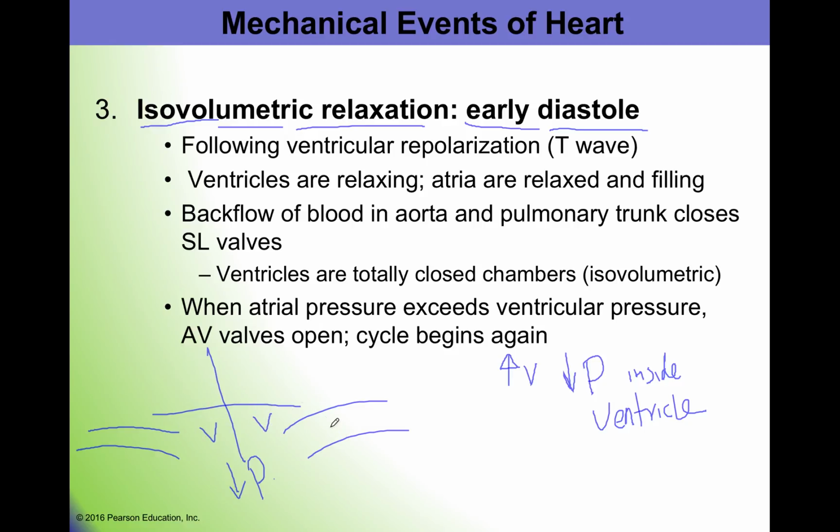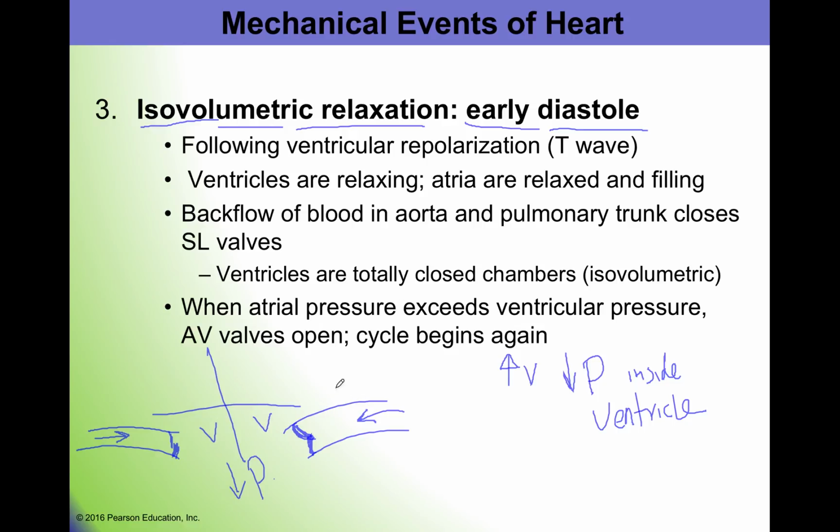As a result, blood that is moving right here in the aorta and in your pulmonary trunk is going to backtrack into your ventricles. In this case, what are you going to do? You're going to close up your semilunar valves that are right there and right here. So as pressure inside the ventricle drops because your ventricles are relaxing, your semilunar valves close up right here and right here to prevent the backflow of blood down to the ventricles.